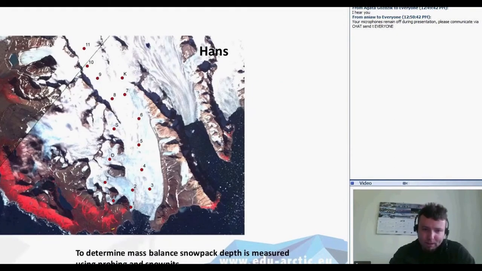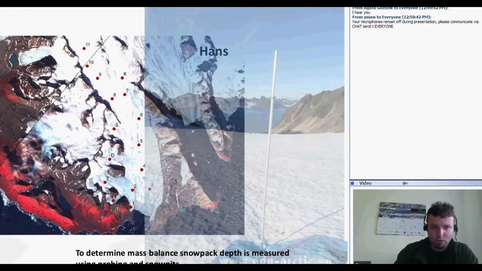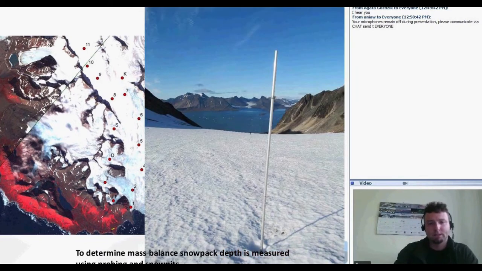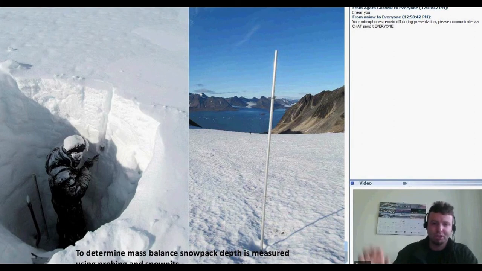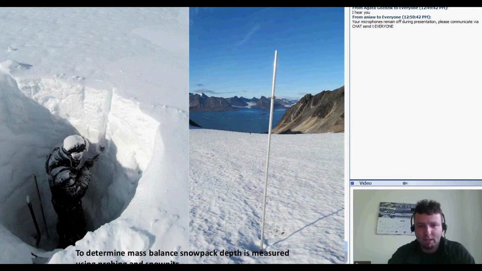To determine the mass balance of snowpack on the glacier, scientists measure the depth of it, and they also measure the water equivalent. So, for example, in Svalbard, there is Hans Glacier close to the Polish Polar Station, and there we have a net of ablation stakes. I can show you how these stakes look. There is a stake put into a borehole on the glacier, and when we measure that, we can check how much snow was accumulated when we go there in the spring, and then how much snow and ice was melted after the summer.